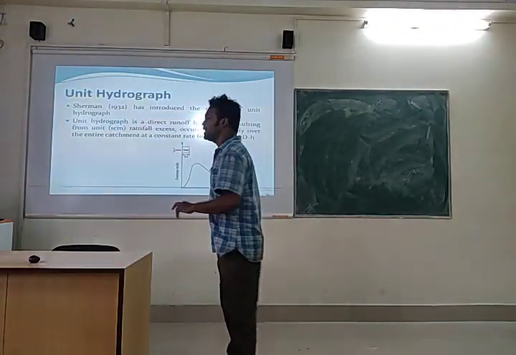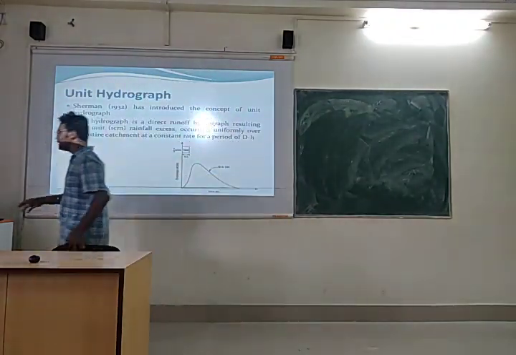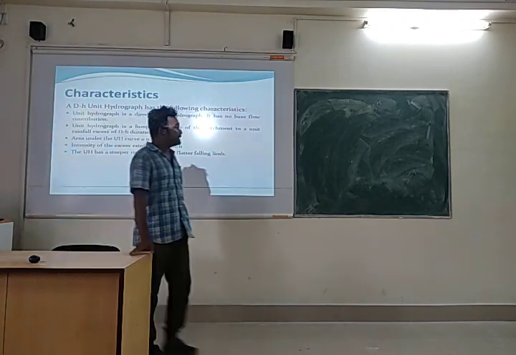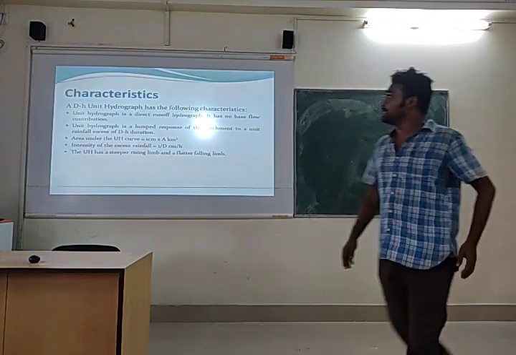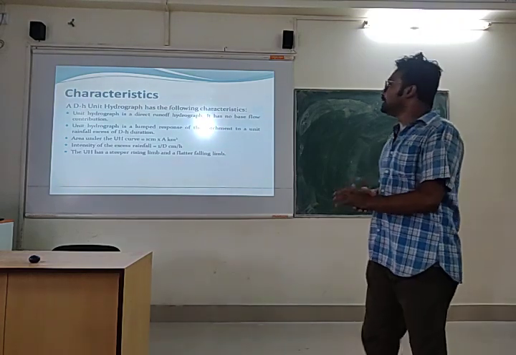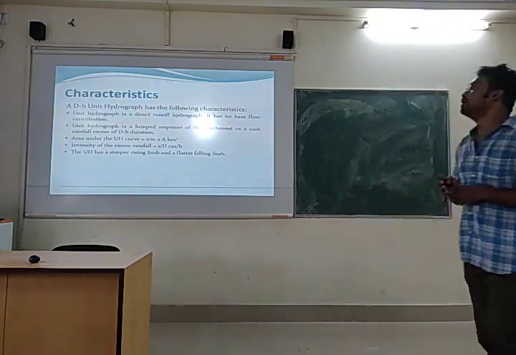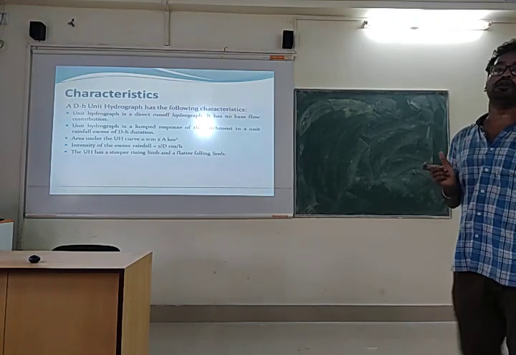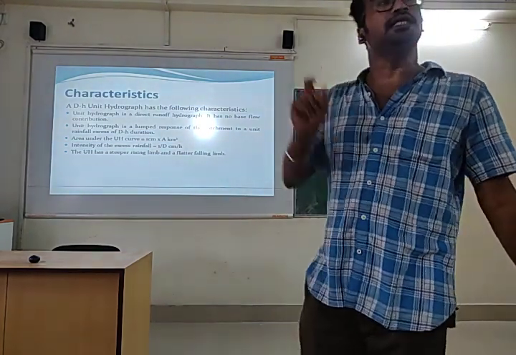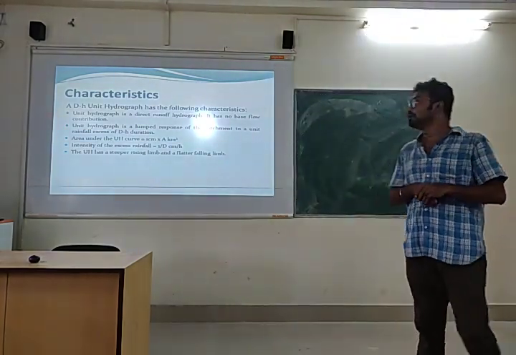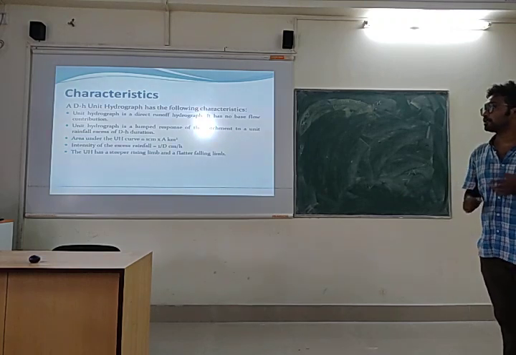This is the idea of the unit hydrograph. I think we have already covered those things, right? And the characteristics we have seen, that is, what are the characteristics over there? Unit hydrograph is a direct runoff hydrograph, by the definition, we can see that, right? And unit hydrograph is a lumped response of the catchment to a unit excess rainfall of D hour, that is, D hour duration of excess rainfall, right?